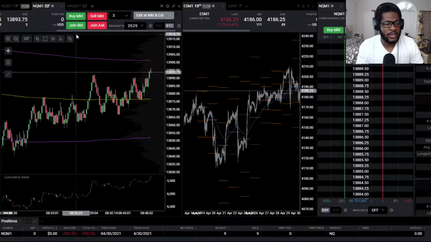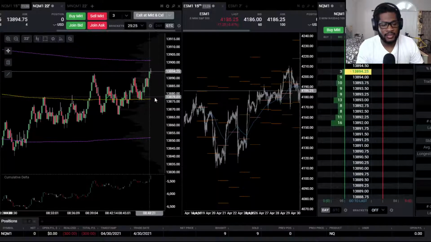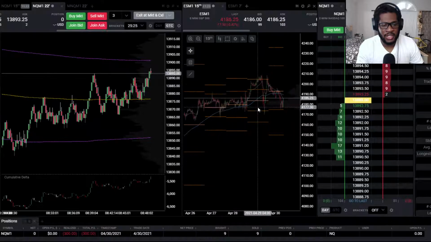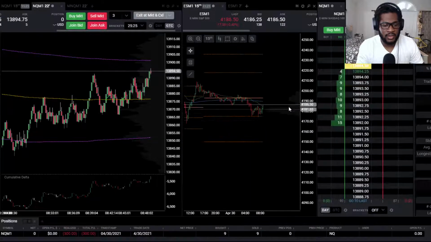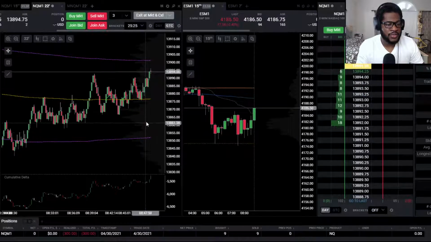Looks like it's breaking out. Again, I really hate taking breakout trades, but it's very tempting to jump in here. Let's look at the ES. ES pushing on the 15-minute chart.